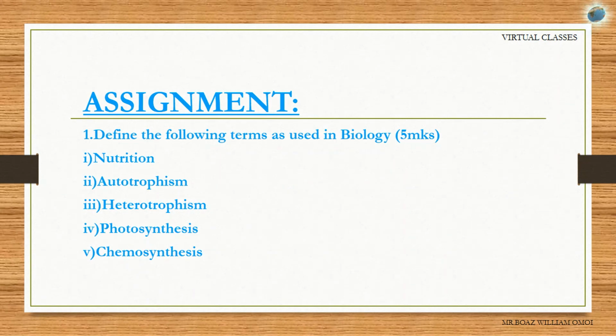Terminology number 1, nutrition. You get 1 mark. Terminology number 2, autotrophism, you get 1 mark. Terminology number 3, heterotrophism, you get 1 mark. Terminology number 4, photosynthesis, you get 1 mark. Terminology number 5, chemosynthesis, you get 1 mark.